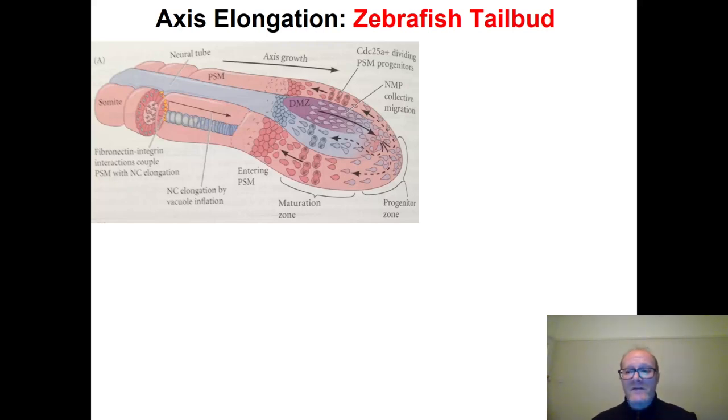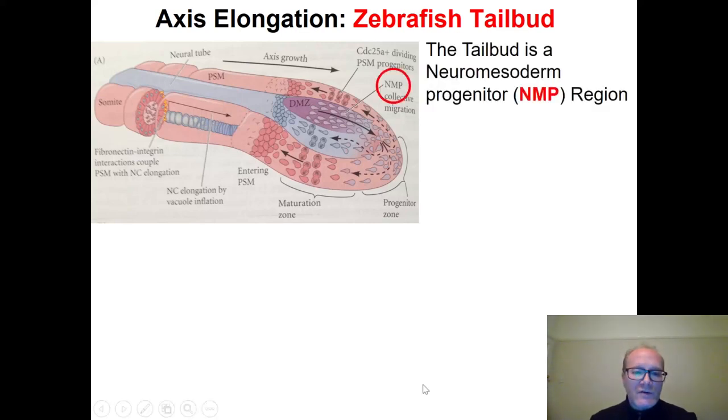In fact, zebrafish have been fundamental for our understanding of how the tail bud, or if you want, the axis, is elongated. The tail bud is a region full of cells that are doing different things. So it is a very important region for axis elongation and for cell fate determination.